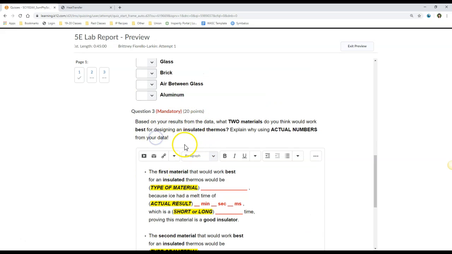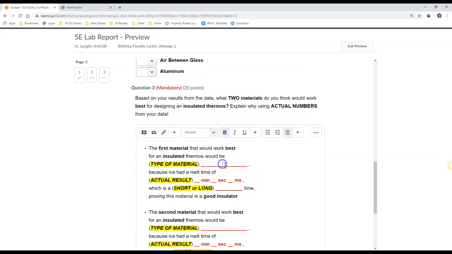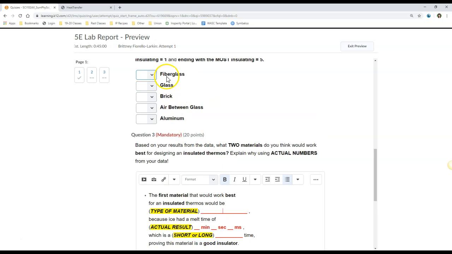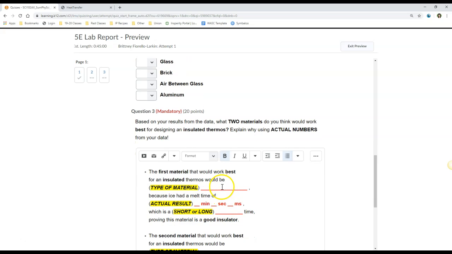Then what you're going to do is type in the type of material. For example, if you think fiberglass, glass, brick, air between glass, aluminum was the best at slowing down how long it took for the ice to melt, long times, you're going to type in that material. You're going to give me the actual result.